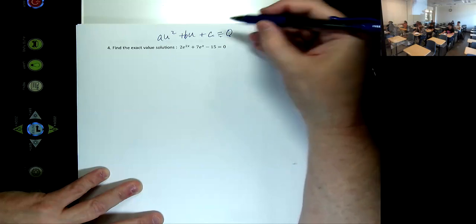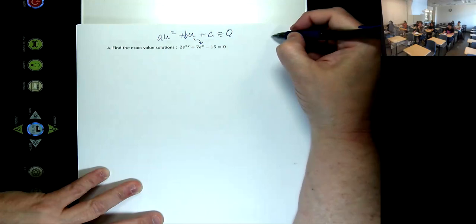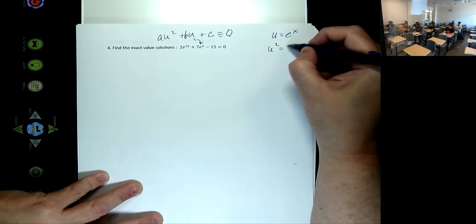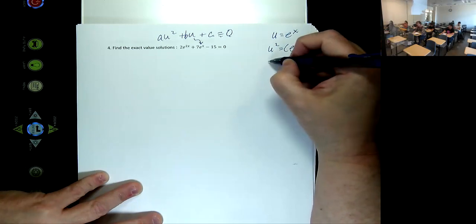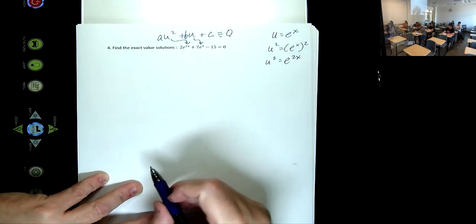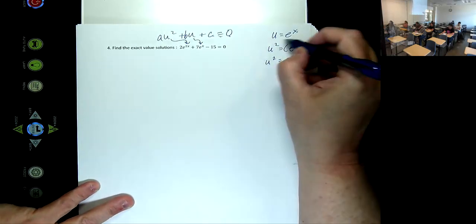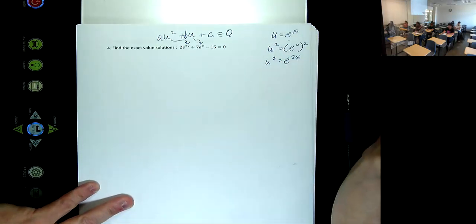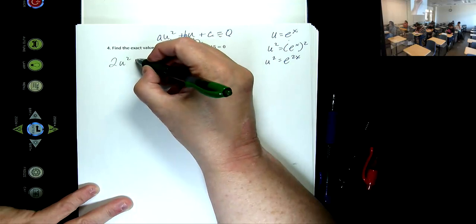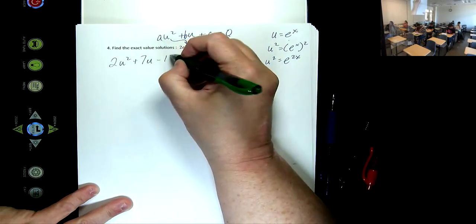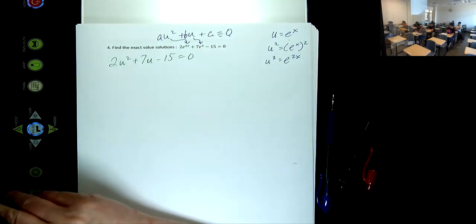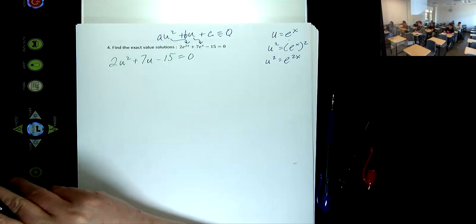So if I do that here, it looks like u has to equal e to the x. Which means if I square u, I'm squaring e to the x, which is e to the 2x. And that is what I have right there. So I can do that. I'm going to use u equals e to the x as a substitution. If I substitute that in, this becomes 2u squared plus 7u minus 15 equals 0. Now we can do quadratic stuff.